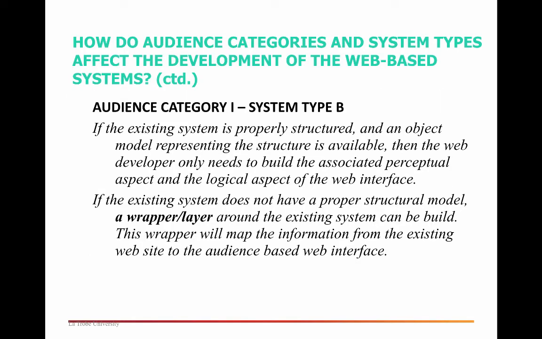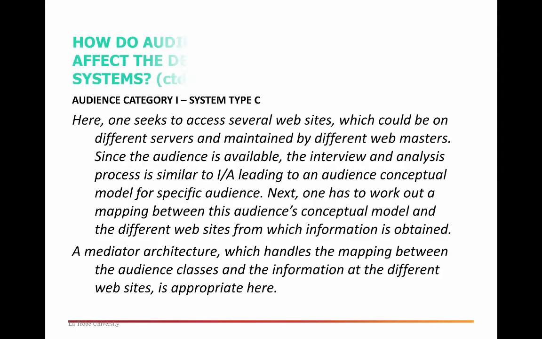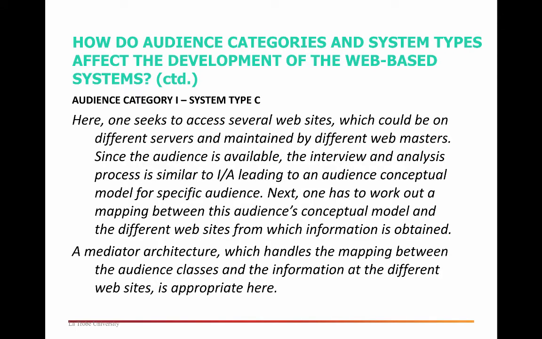Another case here is where we have a mixed audience category 1. In other words, we know who the users are, they are directly accessible, and we have system type B, and the objective is to build a new website that wraps around, sometimes called a wrapper or a layer, around an existing website. Here's another case where, again, we do know who the audience is, and there are also several websites already existing. So the purpose of your team is to build a mediator website.